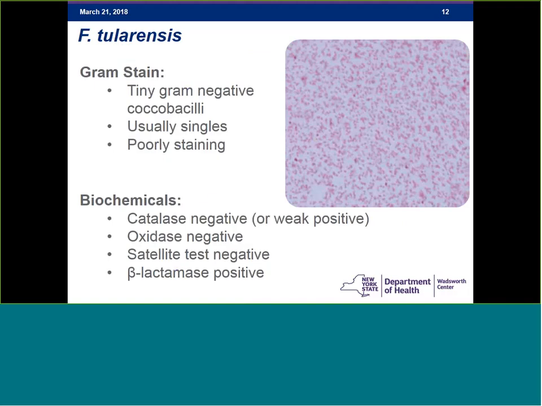Gram stain of Francisella tularensis will show tiny, pleomorphic, gram-negative coccobacilli, usually arranged as single cells. Typically, you may see poor counterstaining with safranin. However, basic fuchsin counterstain may increase the resolution. It's catalase negative or weakly positive, oxidase negative, beta-lactamase positive, and it's also negative in the satellite test.